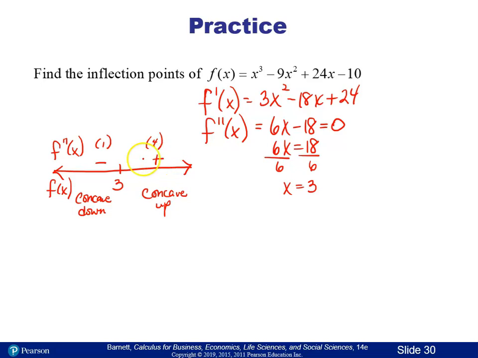So we do have this sign change going from concave down to concave up. That means this is an inflection point. Our point is going to be 3, and then we have to plug 3 into the original function. So back up here, when I plug that in, and again, verify this yourself, it is going to be 8. So (3, 8) is the inflection point.